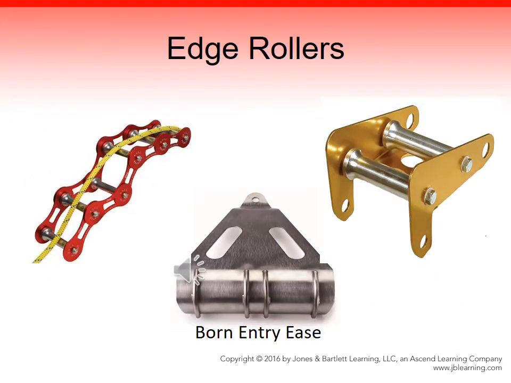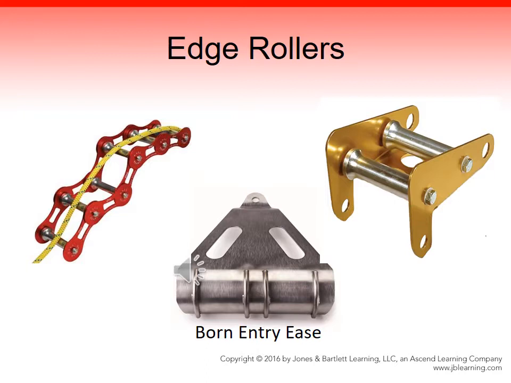Edge rollers can be important devices for reducing the friction generated by rope going over an edge. They can be made of material that moves, like edge rollers, or they can be static and provide only a smooth surface to limit rope damage over an edge. In this slide, we can see several types of edge rollers. Also pictured is the Bourne Entry Ease. This device is very useful as edge protection as well as confined space entry.